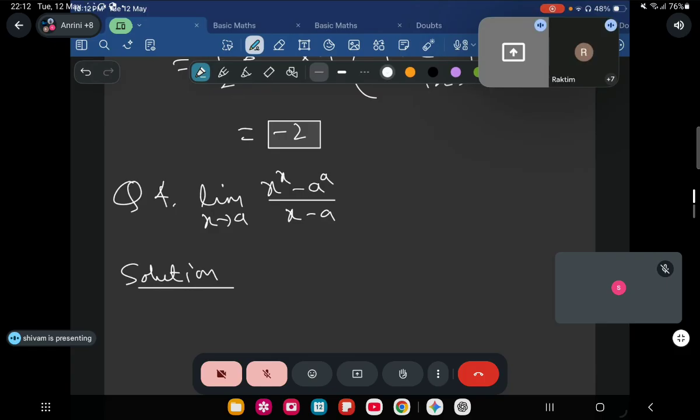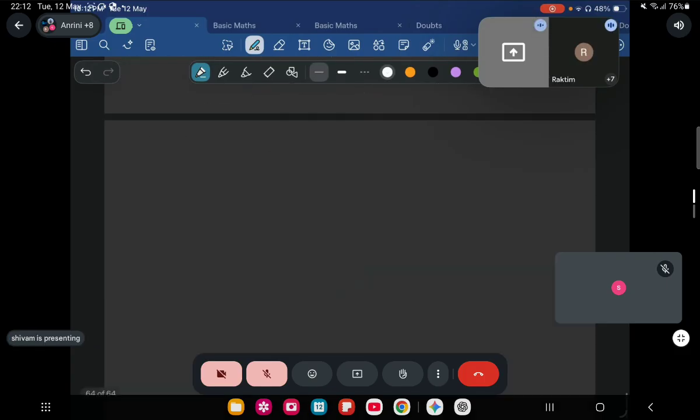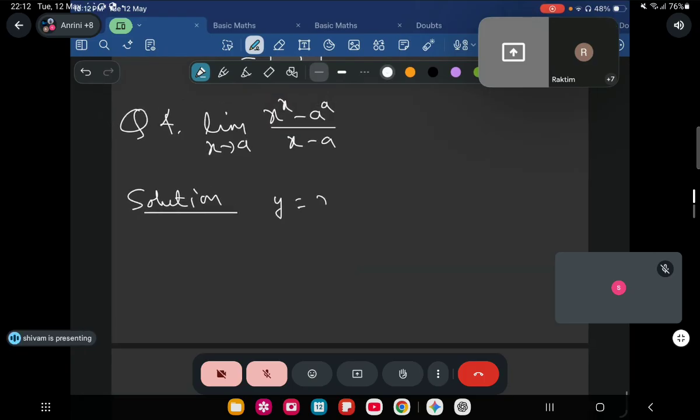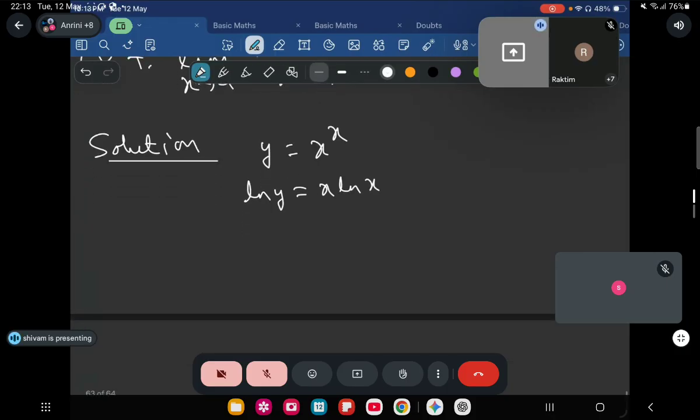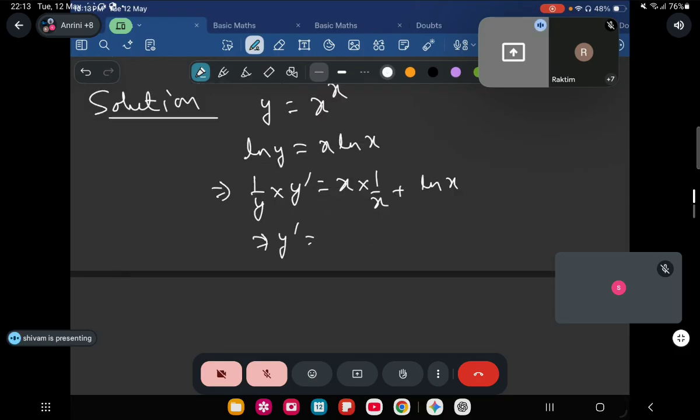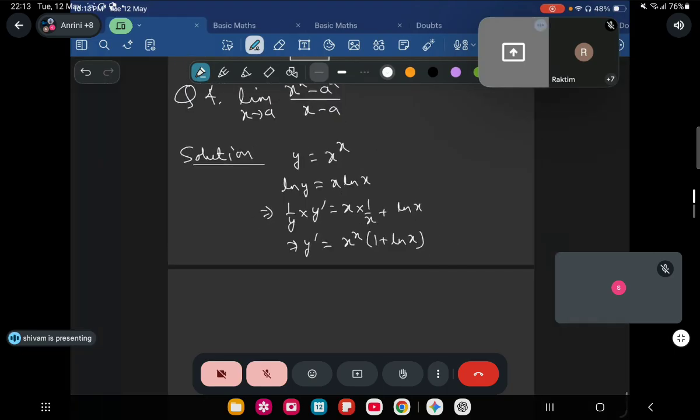Yes, Raktim, your answer. If y equal to x to the power x, then after that, you have to take ln y. Ln y is equal to x ln x. Now you differentiate. When you differentiate, you are going to get 1 by y into y dash is equal to x into 1 by x plus ln x. So everyone, what is y dash? Y dash is equal to y, that is x to the power x into 1 plus ln x. Tell me, did you people understand how y dash is equal to x to the power x into 1 plus ln x? So let us differentiate, everyone.